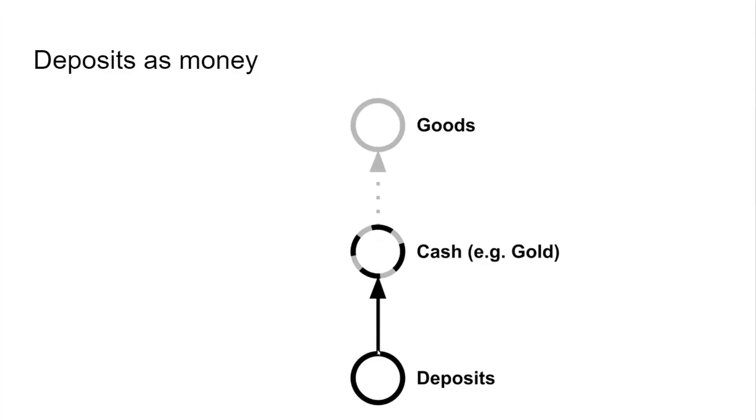So in my little notation here, the solid black line represents a par relationship. So that's fixed one-to-one price. And that is that. Let's keep moving.